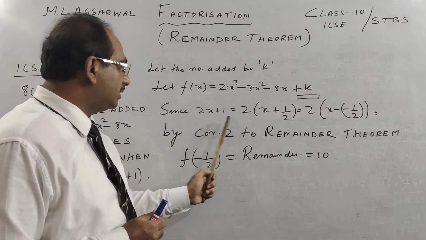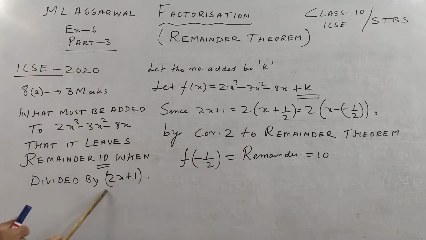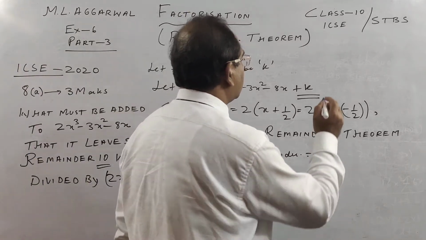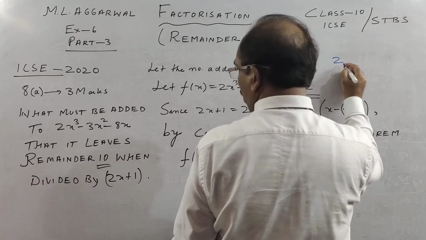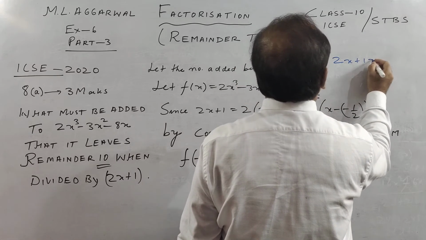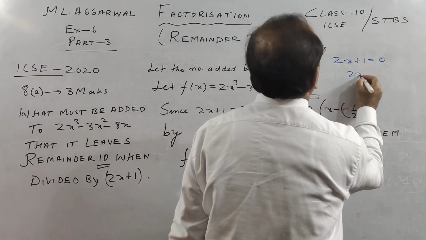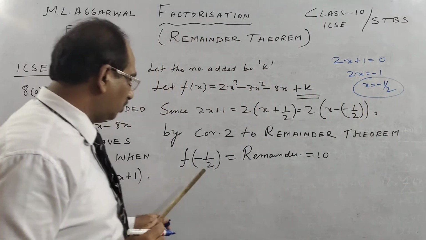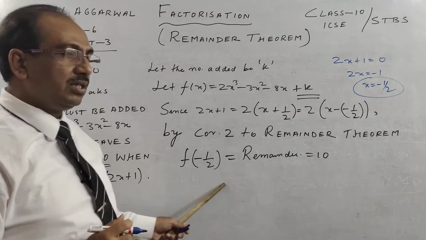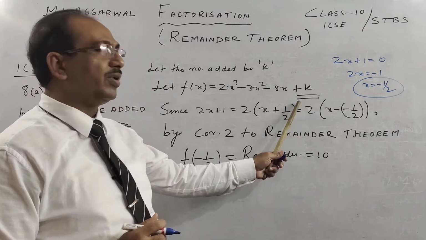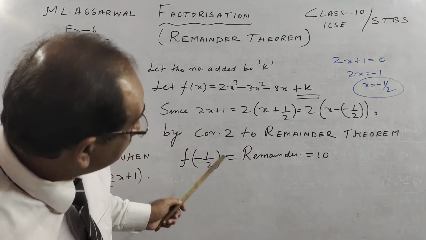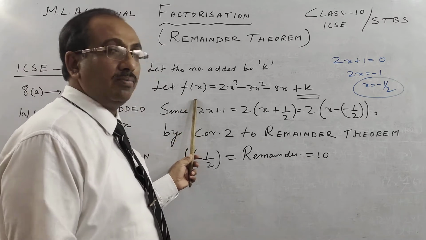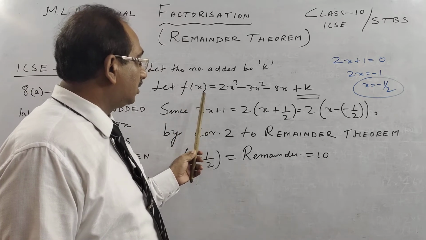We have done that. Since you have to find the remainder when divided by this, generally the shortcut method, children, you will see in many books, what generally the author or the person is doing, they put it equal to 0. So 2x is equal to minus 1, x is equal to minus half. They put x is equal to minus half and we get the remainder. So here the remainder is given, we have to find k. But this is a more logical method, more mathematically correct, you see.